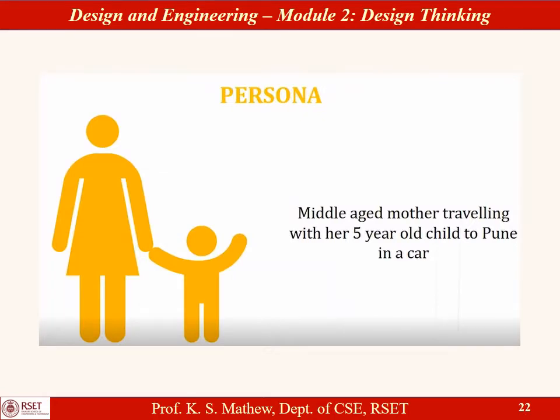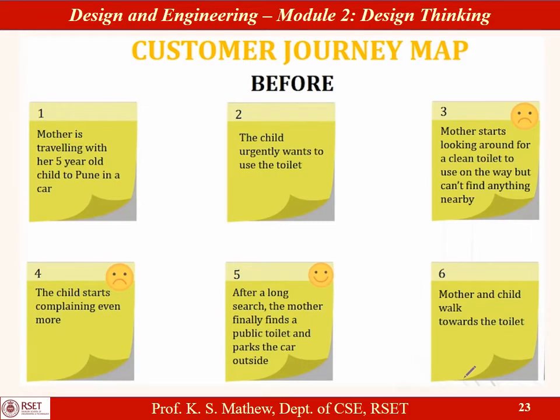Another example, a persona, a middle-aged mother traveling with a 5-year-old child. So this is what happens before. Mother is traveling with a 5-year-old child to Pune in a car. Child urgently wants to use the toilet. Mother starts looking around for a clean toilet to use on the way, but can't find anything nearby, unhappy. And then child starts complaining even more, unhappy. And she finds a toilet. She's happy. Mother and child walk.